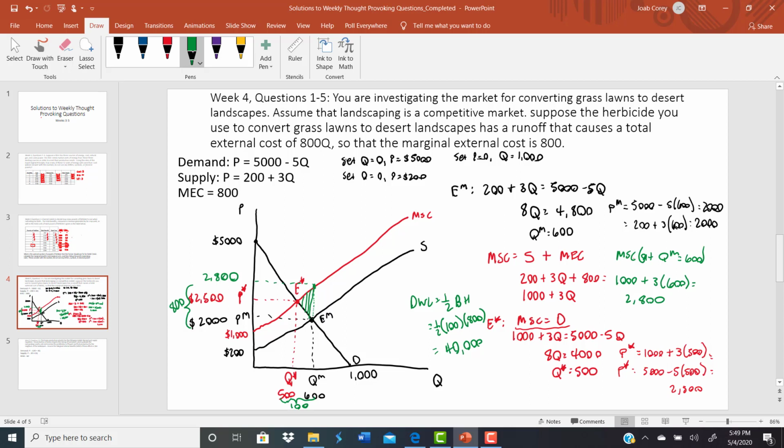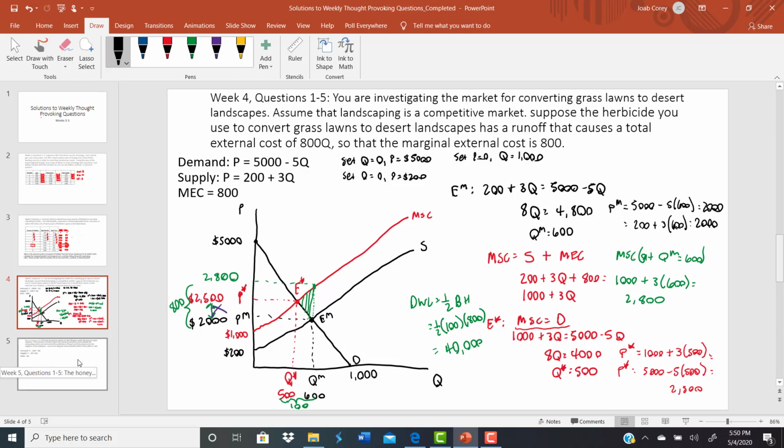I think deadweight loss is the one that gives most people trouble. Most people want to look for the difference between these two numbers, 2,000 and 2,500, right? Don't do that. If you do that, you're going to get it wrong. Make sure that you are looking for where we hit that MSC curve at QM for the height of that particular triangle.